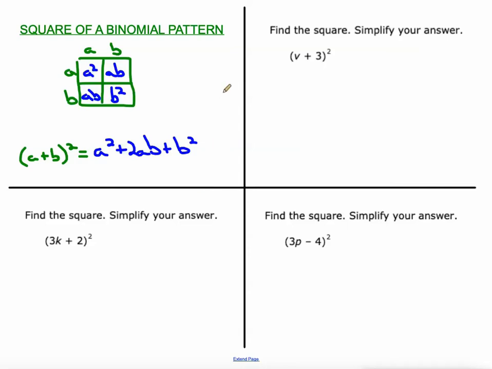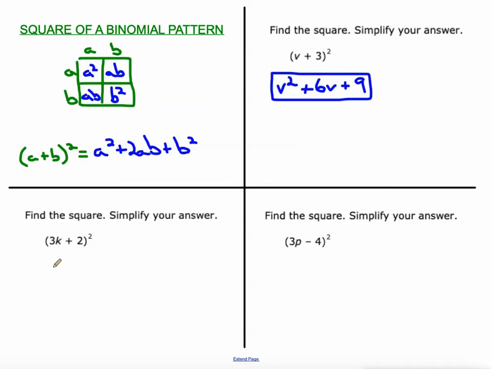All right, now we can use that pattern to do all of these squares. So v plus 3 squared. Basically, I do a squared, which in this case is v, so v squared is v squared. Then I do a times b and double it. So v times 3 would be 3v, doubled would be 6v. And then I do b squared. In this case, b is 3, so 3 squared is 9. And that's the idea, it's supposed to be quick and easy, because in this square, we'd have v squared, 3v, 3v, and 9.